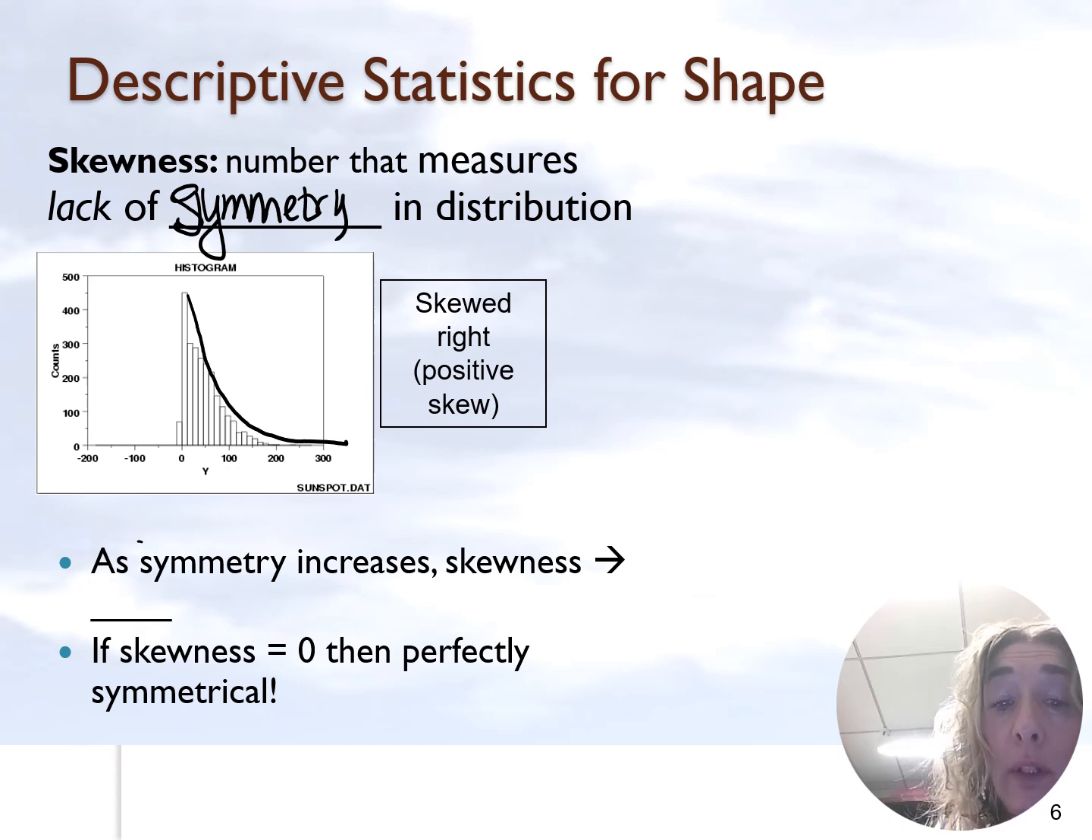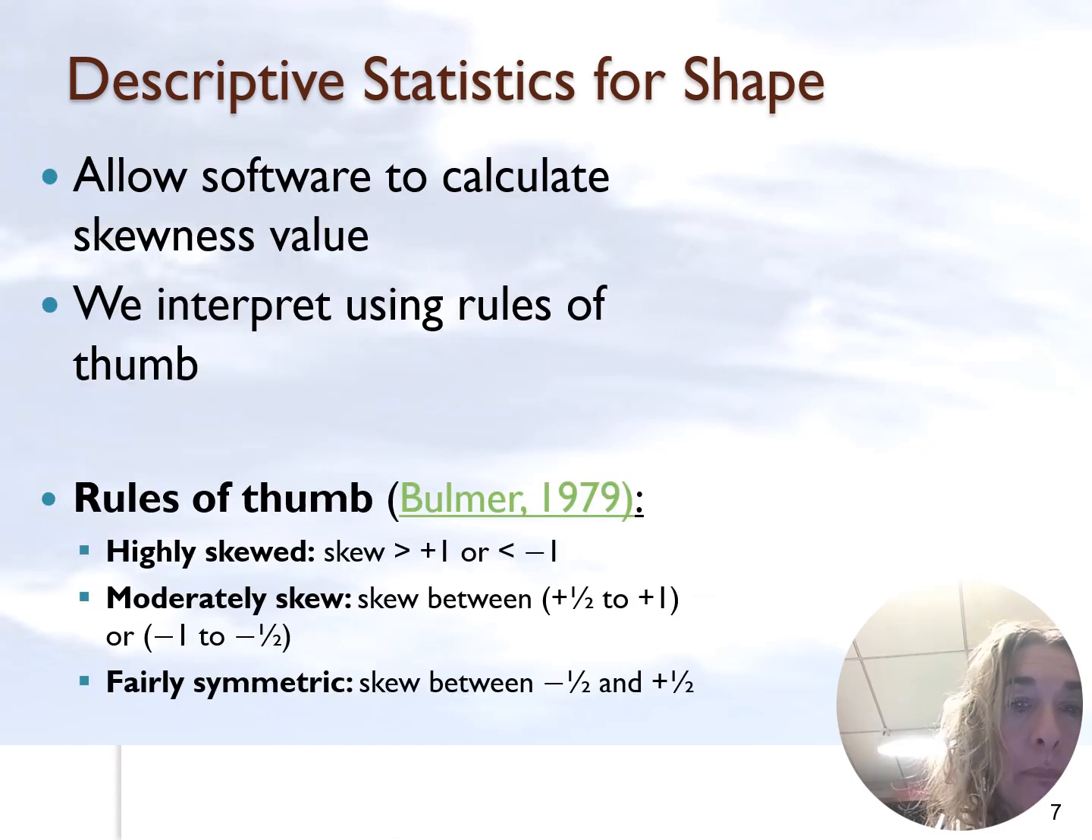Now, as the symmetry of a distribution increases, that skewness value approaches 0. And if your skewness value is exactly 0, then you have a perfectly symmetrical distribution. Now, in terms of a skewness value, serving as a descriptive statistic for shape, we will allow software to calculate that for us. So software such as Minitab or Excel or other statistical package that you might use. We'll then simply interpret it using rules of thumb.